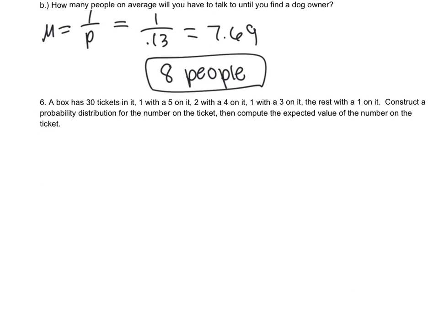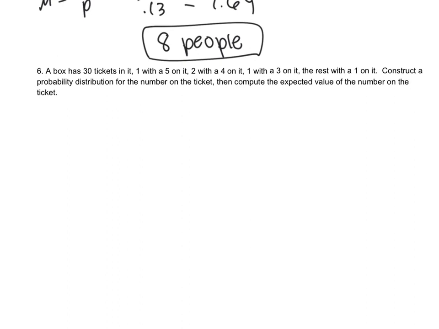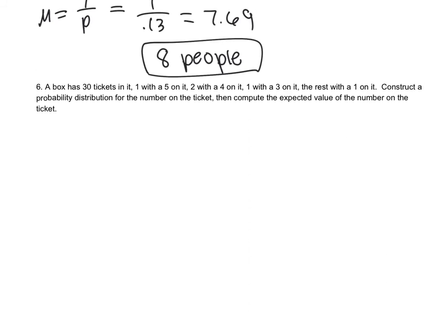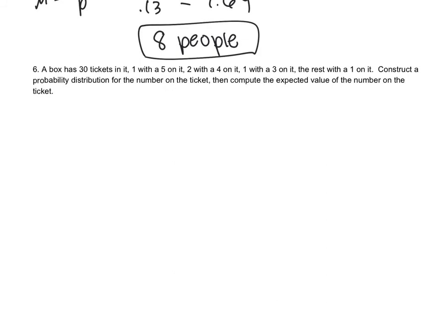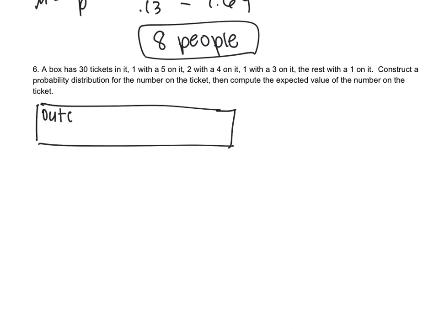Last problem on part 2 says a box has 30 tickets in it, 1 with a 5 on it, 2 with a 4 on it, 1 with a 3 on it, and the rest with a 1 on it. Construct a probability distribution for the number on the ticket, then compute the expected value of the number on the ticket. So when we're constructing our probability distribution, we set up a table. And our table has to contain our outcome, x, and its probability, p of x.